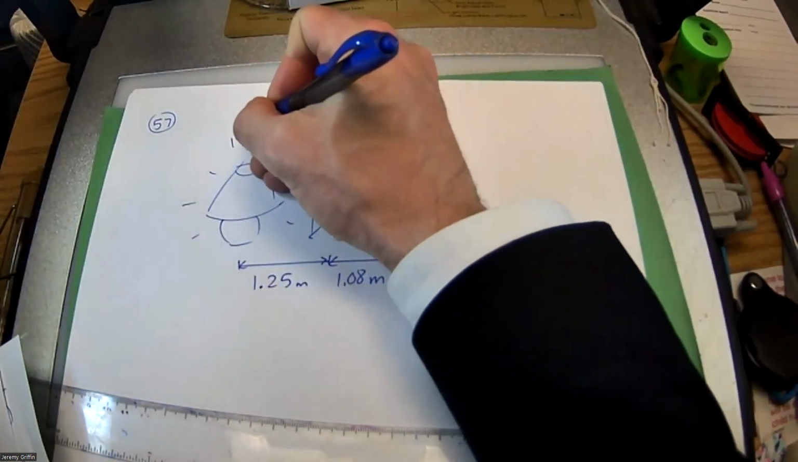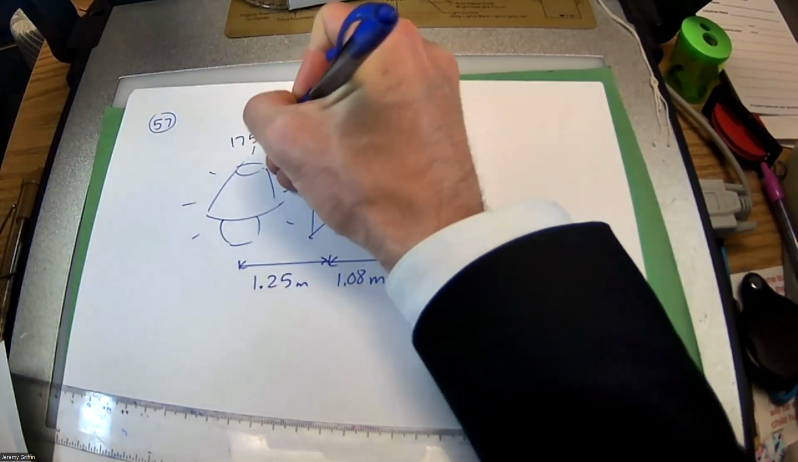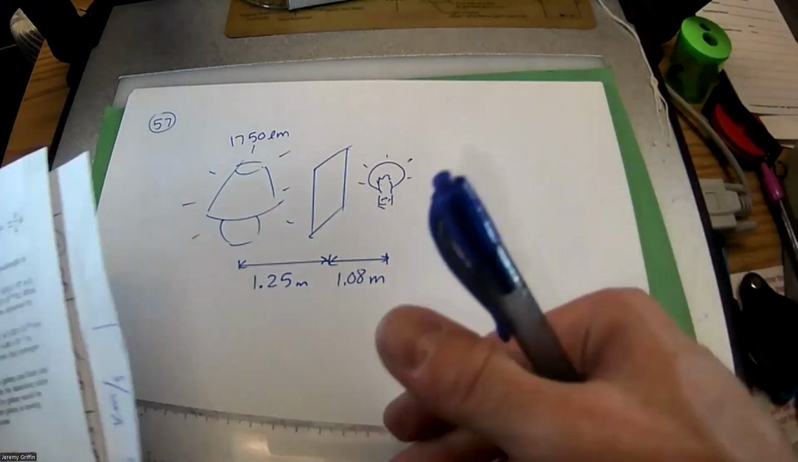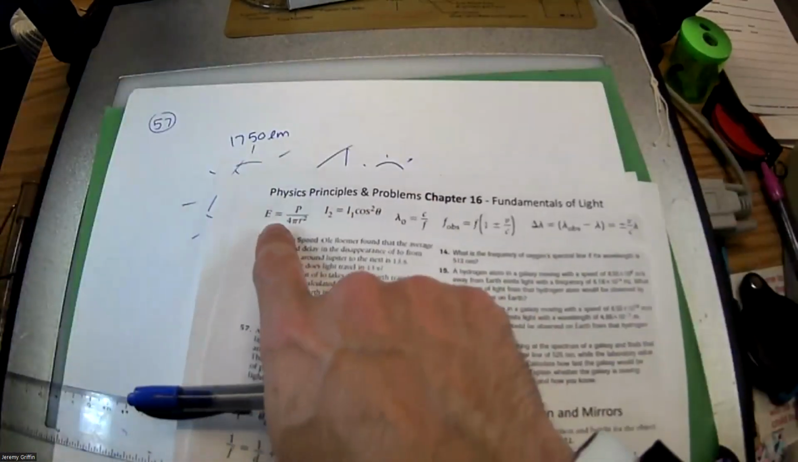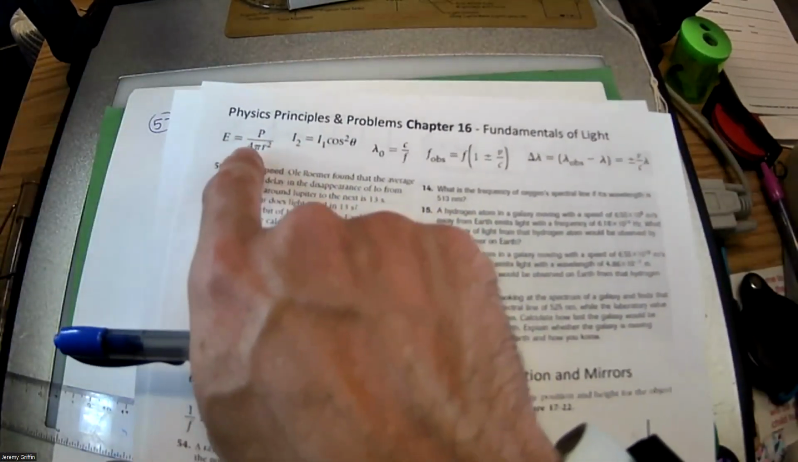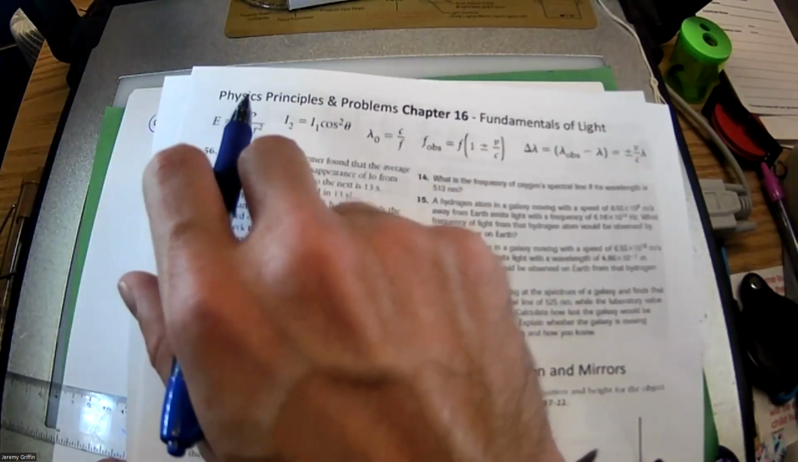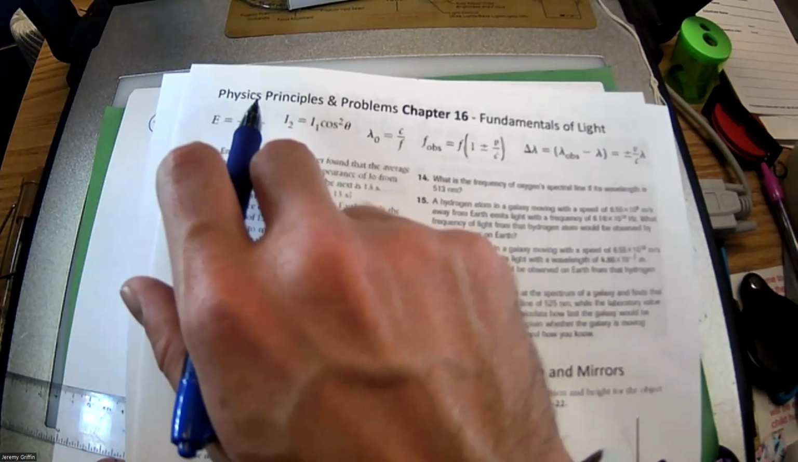So whatever answer we get here, the lamp itself is 1750 lumens. The answer we're looking for has to be less than that, right? It has to be less than 1750 lumens. You guys see this question here? It says E equals P over 4 pi r squared, right? So E stands for illuminance, P stands for the luminous flux, right?